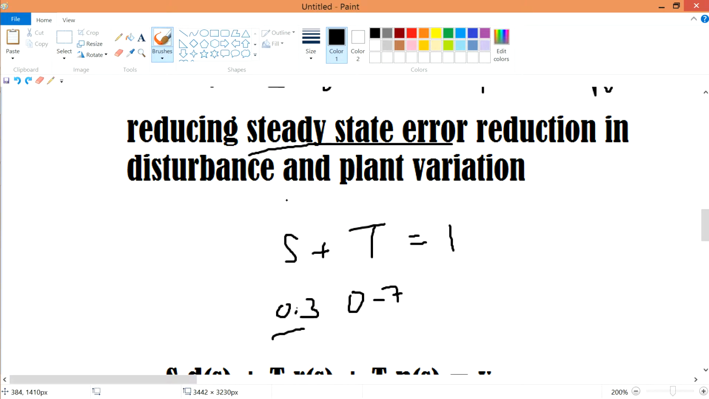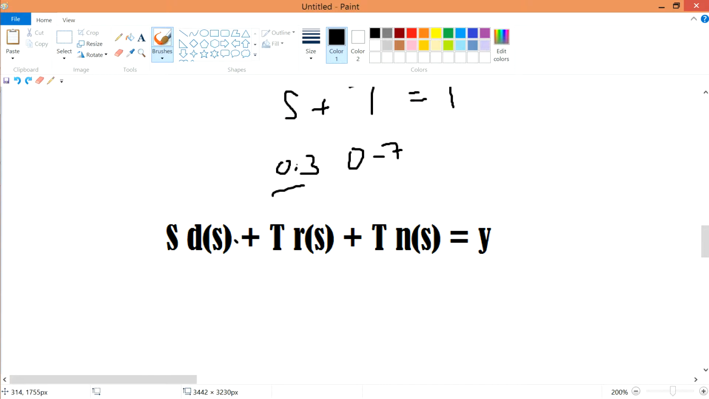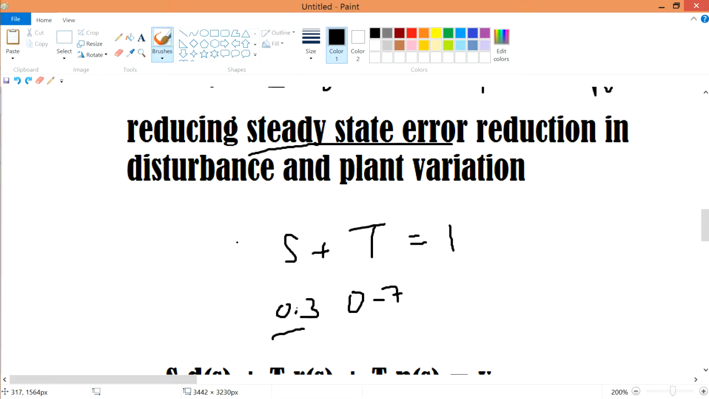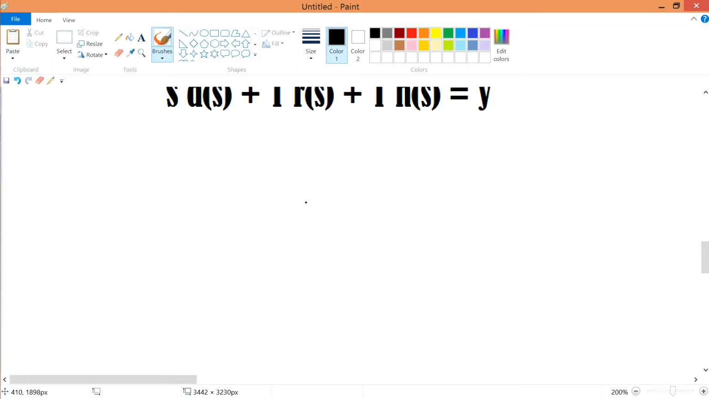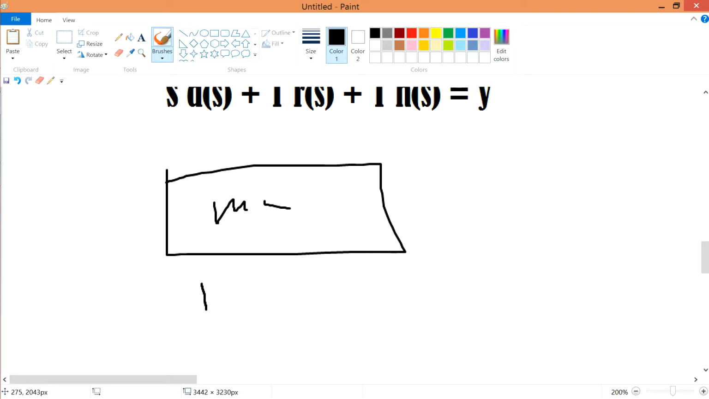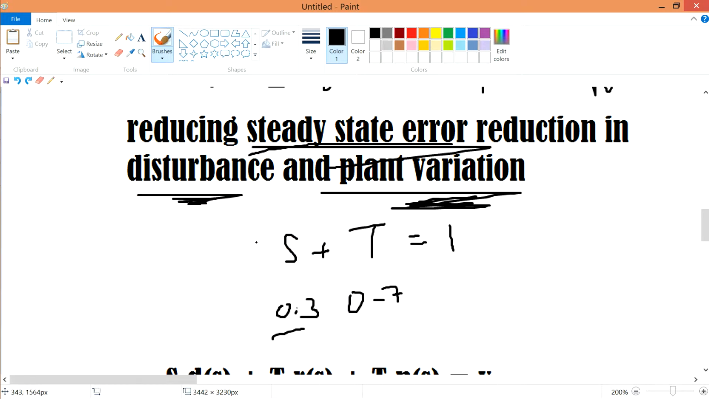So this is why the larger your controller is, your T will be large, and as your T is large, your S will be getting smaller and smaller. Therefore, you reduce the steady state error, and also reduce the disturbance, and moreover the plant variations to a certain extent. Because the plant itself may have variations, let's say you have a model of machine A and machine B. They come from the same manufacturer, but they have some variations between their parts or whatever, things like that. So for the high gain, it is somewhat possible to handle this.